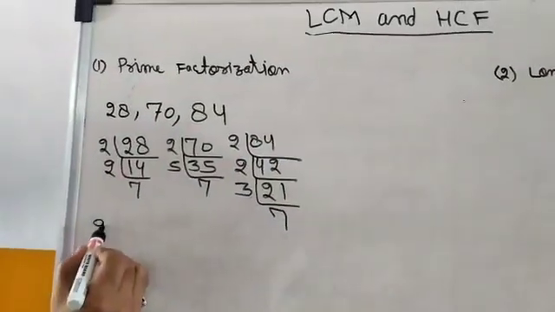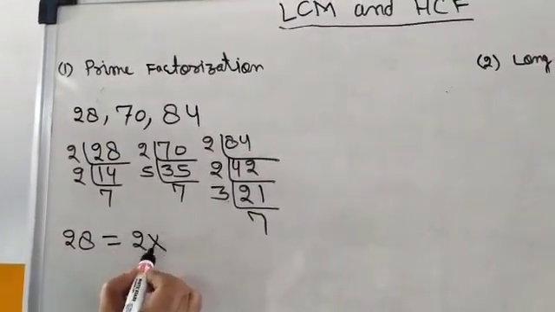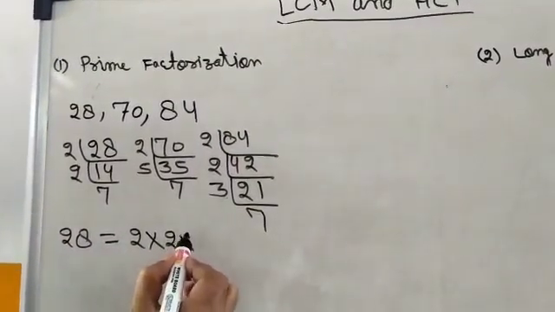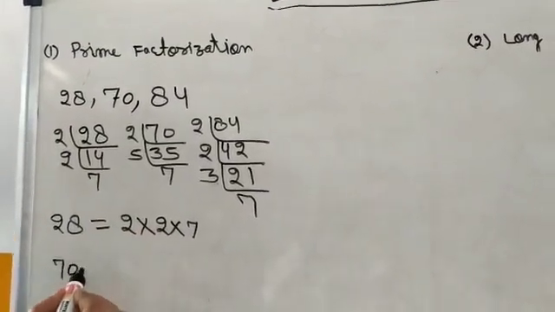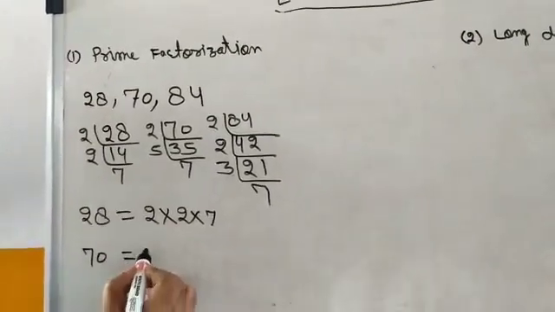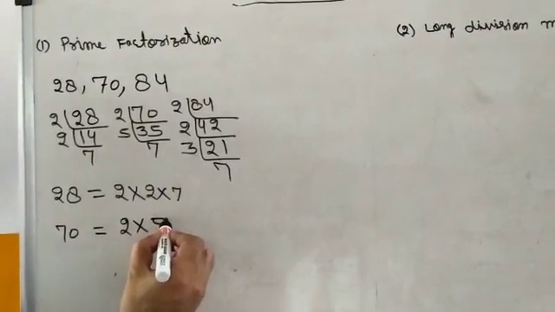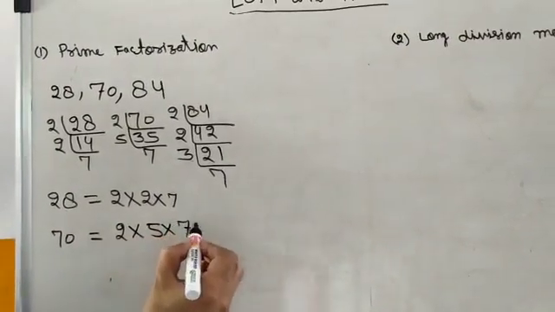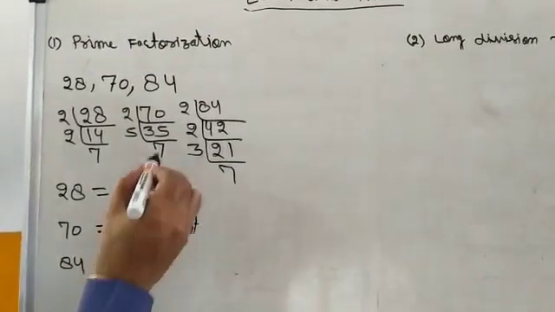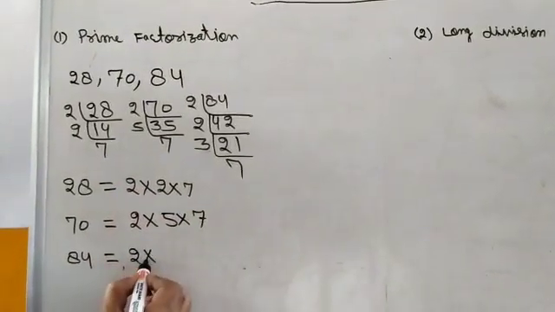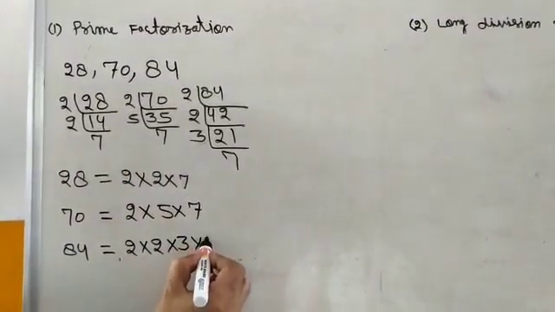Now these factors we will write here. 28 equals 2 into 2 into 7. 70 equals 2 into 5 into 7. 84 equals 2 into 2 into 3 into 7.